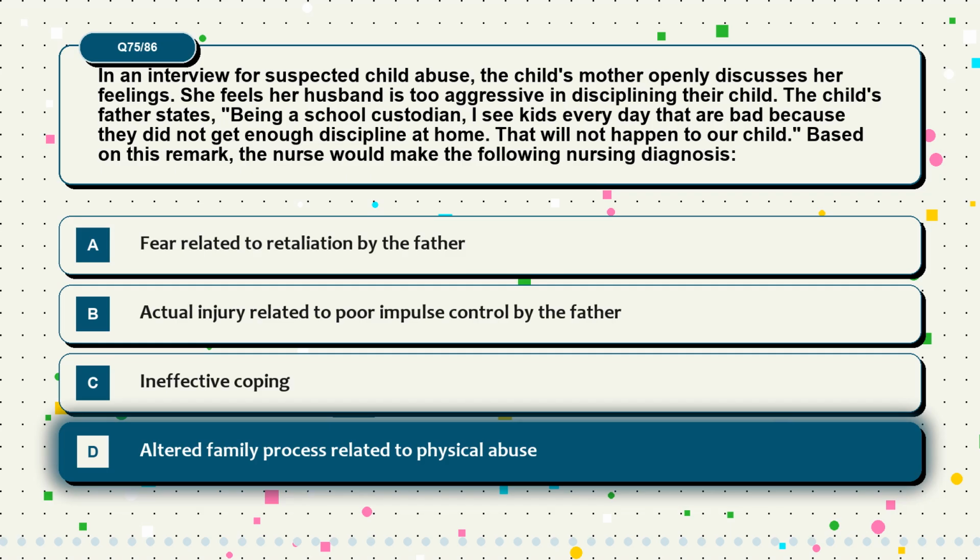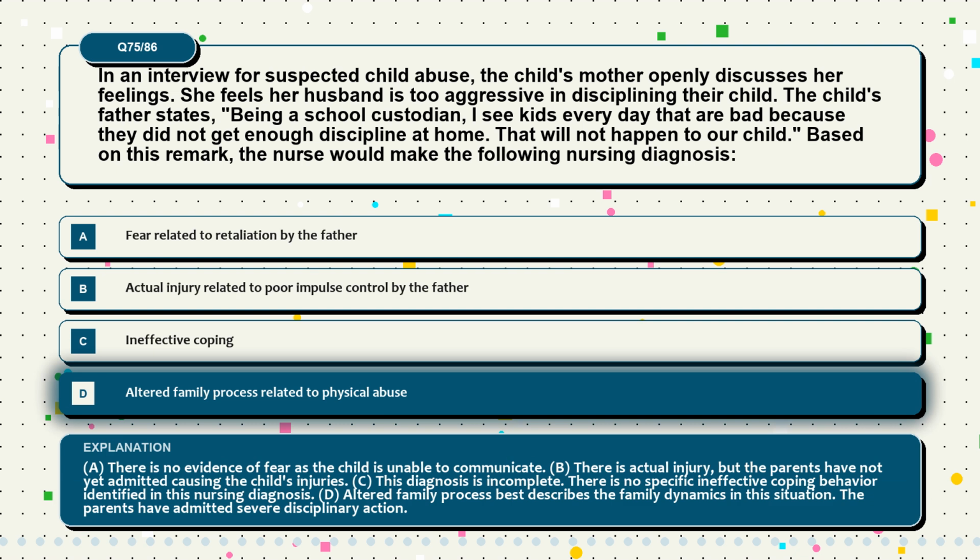The correct answer is option D. Altered family process related to physical abuse. A. There is no evidence of fear as the child is unable to communicate. B. There is actual injury, but the parents have not yet admitted causing the child's injuries. C. This diagnosis is incomplete. There is no specific ineffective coping behavior identified in this nursing diagnosis. D. The altered family process best describes the family dynamics in this situation. The parents have admitted severe disciplinary action.